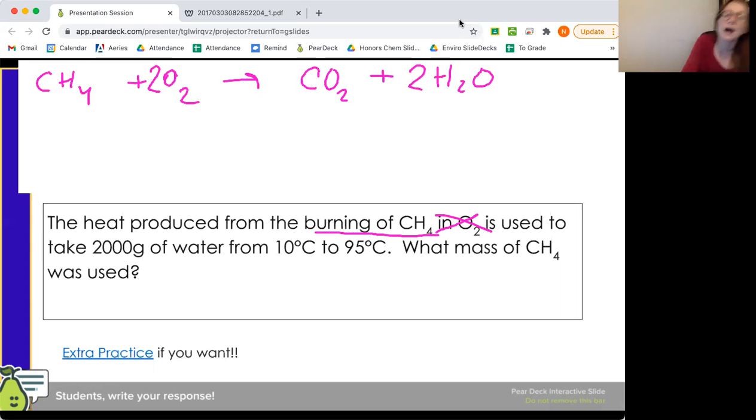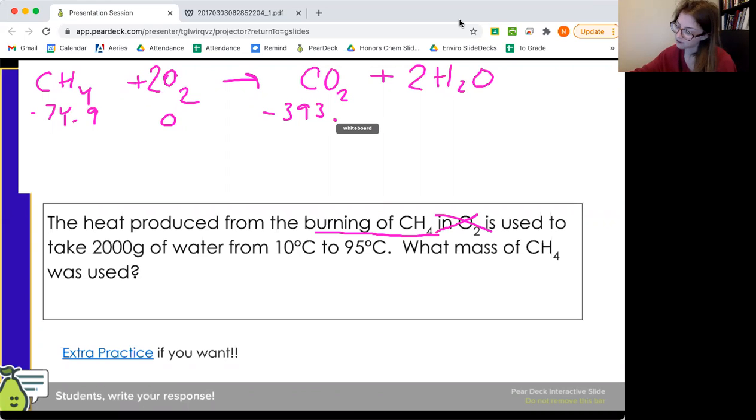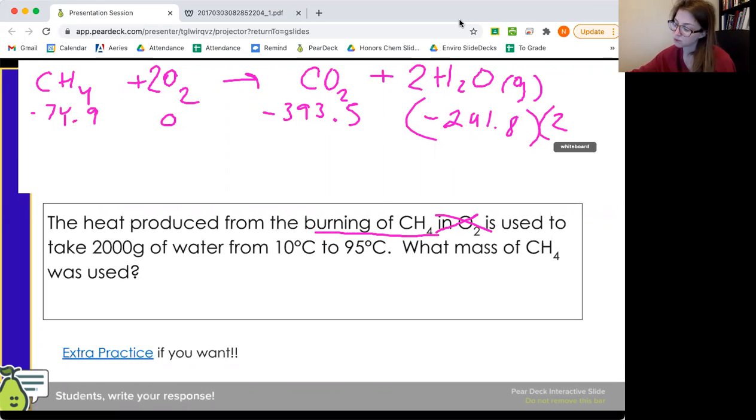Going and getting values off of the chart. CH4 has a value on the chart as negative 74.9. O2 you won't find on the chart. It's a pure element. Pure elements have a value of 0, so they're not even listed. CO2 has a value of negative 393.5. And since this is a combustion reaction, we're going to make sure to use water as a gas. So it has a value of negative 241.8, but we multiply that by 2 because of the coefficient in front of water.